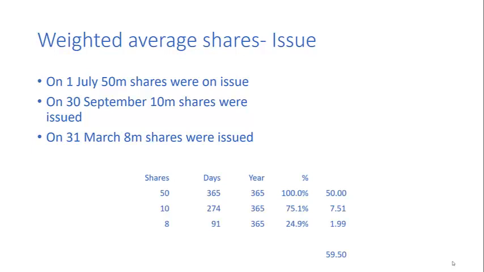Well, it's a weighted average calculation, so we'd say we had 50 million shares on issue for 365 days of the year. We have 10 million shares on issue for 274 days of the year, and 8 million shares on issue for 91 days of the year. And so that tells us that we had a weighted average number of shares on issue of 59.5 million. And you can see this set out quite clearly in the table.